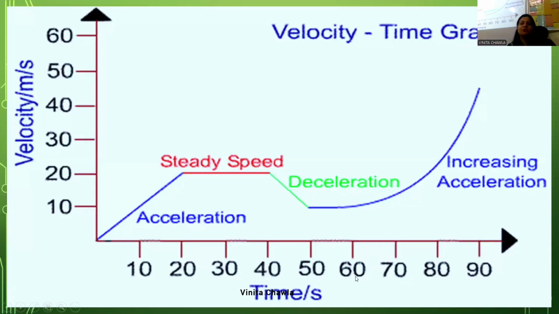Now look at this. This blue line represents constant acceleration. And then we have C, velocity is 20 meter per second. Zero acceleration means its velocity is not changing at all. From t equal to 20 to t equal to 40 seconds, the object is moving with a constant velocity of 20 meter per second only, though its acceleration is zero at this time. From 40 to 50, there is a decrease of 10, so it's negative acceleration. From 50 to 90 it's increasing acceleration. Yes, it's non-uniform.